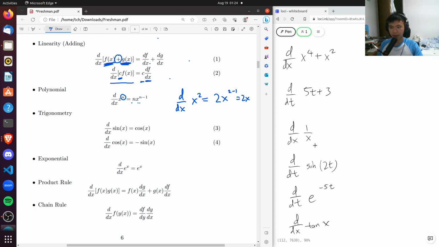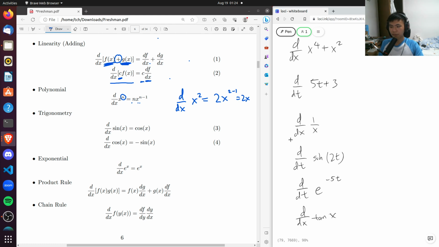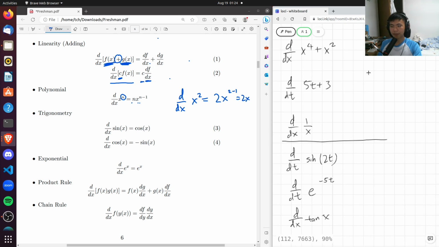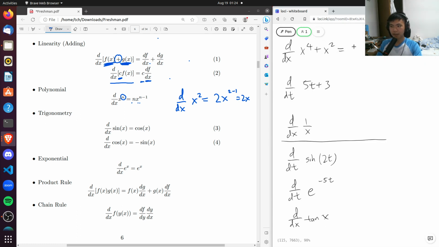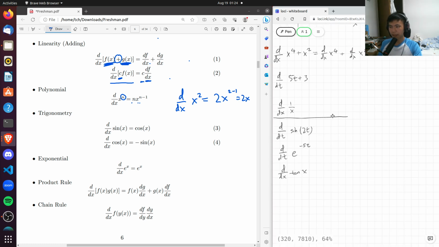With that, we can attempt to calculate the derivative of the following three functions. The first is x to the 4 plus 2x plus x squared. The derivative of that is just the derivative of the individual functions, and each can be found by the polynomial rule. The derivative of x to the 4 is just 4x cubed, and the derivative of x squared is just 2x. So that's the answer for the first question.